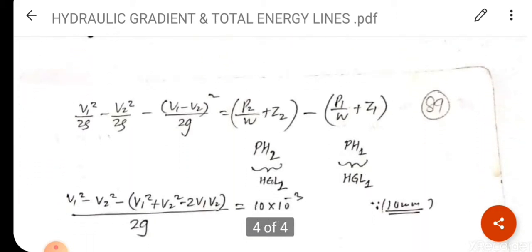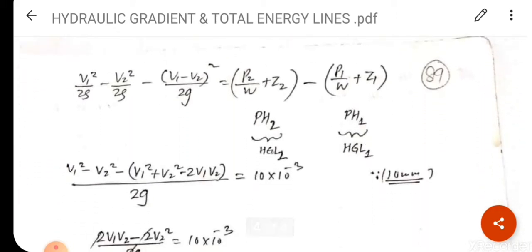So after arranging the terms, that is v1 square upon 2g minus v2 square upon 2g on the left side, and shifting the head loss due to expansion, that is (v1 minus v2) whole square upon 2g, is equal to p2 by w plus z2, the piezometric head at point 2, minus p1 by w plus z1, the piezometric head at 1. So in this question the difference in piezometric head is given, that is 10 mm. So converting this 10 mm into meter, that is 10 into 10 raised to minus 3.